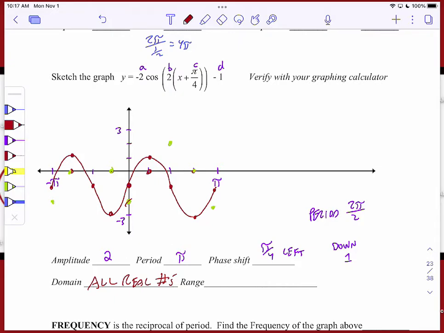So there are 2 things that affect the range. Of these 4 letters, A, B, C, and D, what are the 2 that affect the range, do you think? A is one of them. And D, A and D. Yep, A and D affect the range. That's the vertical stretch, which is the amplitude, and the vertical shift up and down.